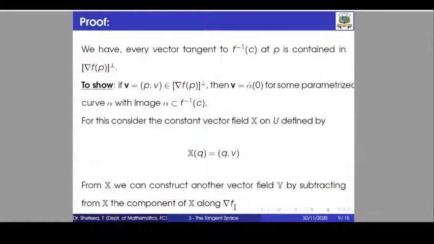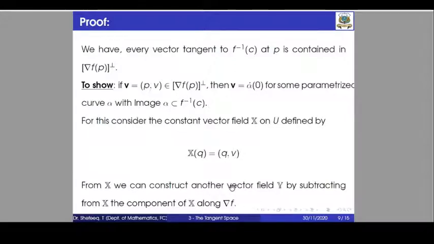Okay, so from x we can construct another vector field y, by subtracting from x the component of x along del F. Suppose we have two vectors, vector a and vector b. Then the component of vector b along vector a is equal to a dot b divided by mod a into mod b, whole into vector a. So by using that result we will apply here.